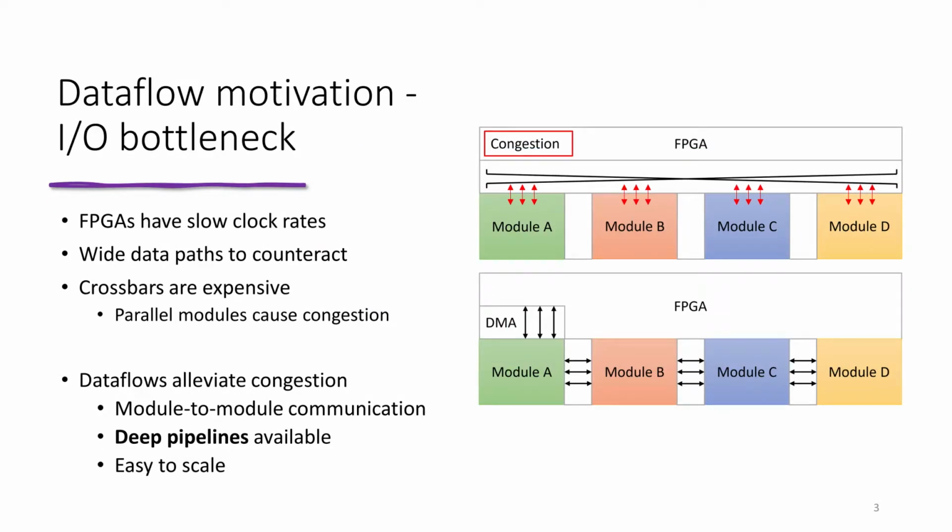FPGAs have slow clock rates compared to other devices, and often hardware designers use wide data paths to improve throughput. Large crossbars between these modules are more expensive with wider data paths and cause congestion. Dataflows alleviate congestion as directly connected processes can exchange data directly. Additionally, fitting applications like signal processing or data analytics are easier to parallelize with deep pipelines. As a result, data flows are easier to scale.